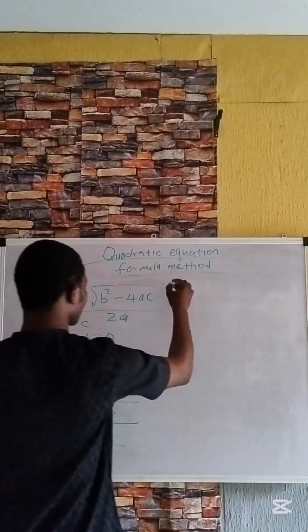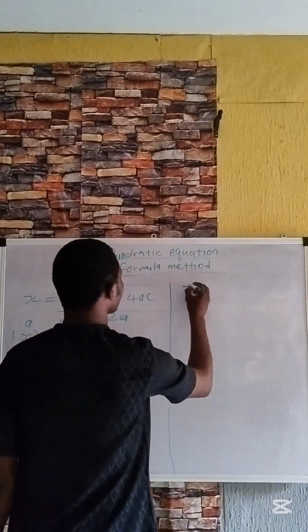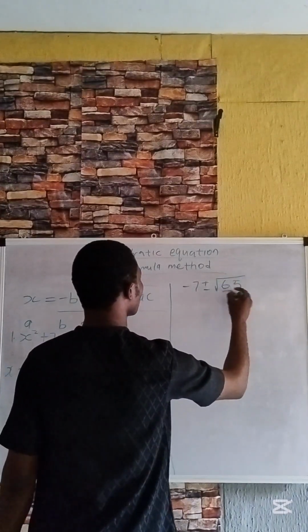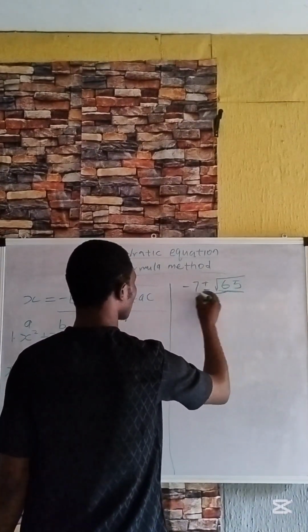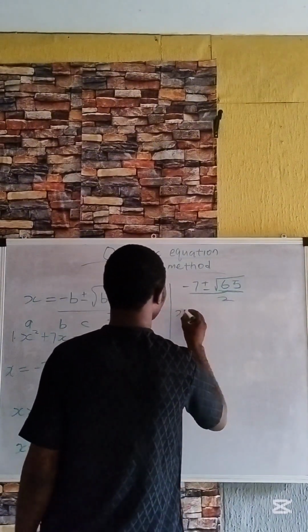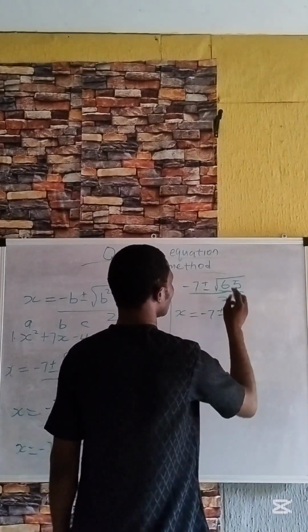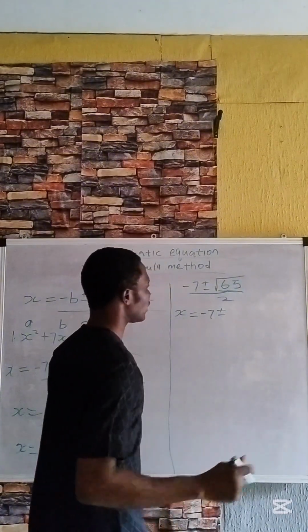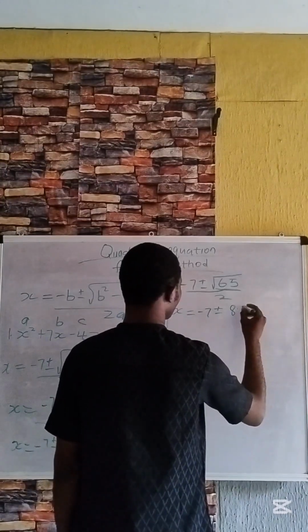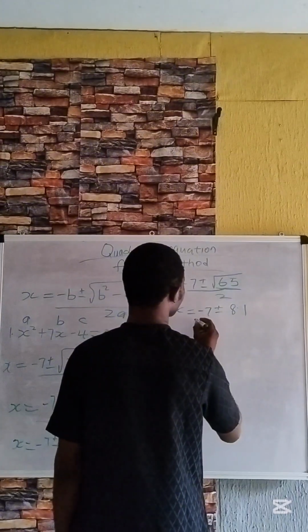So x equals minus 7 plus or minus the square root of 65, over 2. So what is the square root of 65? Go ahead and do that on your calculator. Let me check it out. The square root of 65 I got is 8.1, over 2.